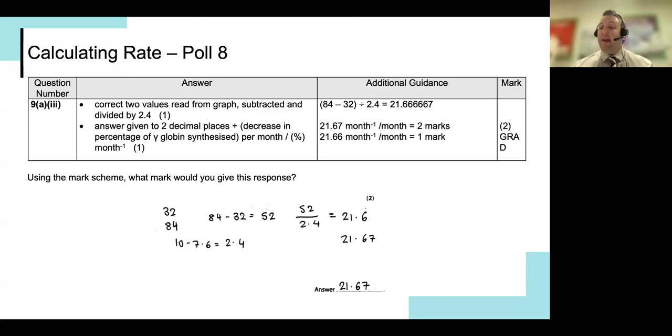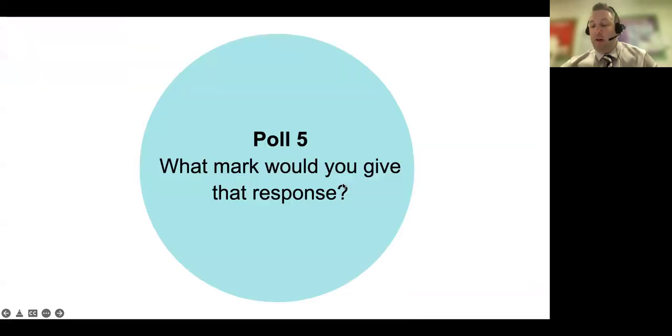However, they should have had a unit in there, something like percentage decrease of globin per month. So the student was able to calculate the rate effectively, but they didn't read the question fully. I said to you before, that's quite often what happens with students. They just miss out on reading whether it's how many decimal places or whether it's units, and that's where they miss out on marks here. So 1 mark was allocated to this student.